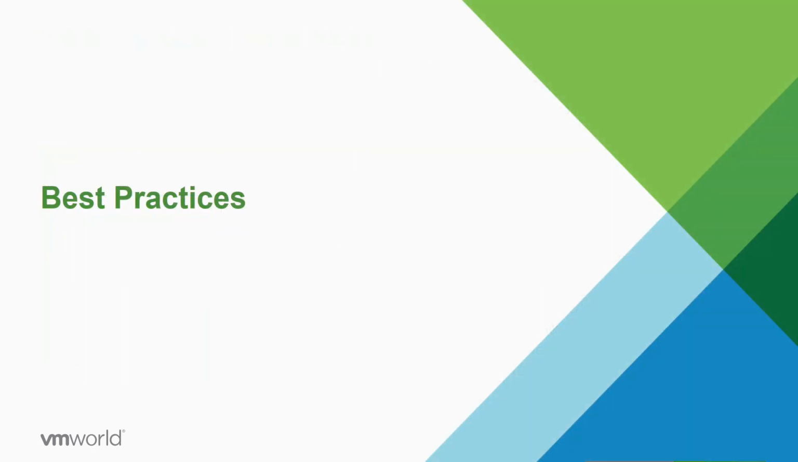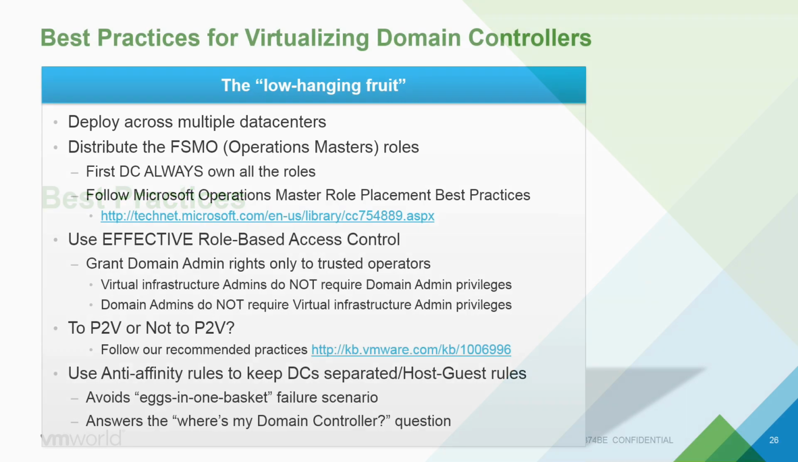All right, good stuff. So we're going to talk now about some best practices for virtualizing domain controllers. One, they're the easy stuff, right? If you have multiple data centers, deploy more than one domain controller, put them at multiple sites. There's no reason to have traffic coming over the wire for that sort of thing. The first domain controller that you deploy in your organization always owns all the FSMO roles. It makes sense. It's the first domain controller in the domain. If you or another administrator has never changed that, that means they all still live there. So go back, take a look, distribute them as necessary.